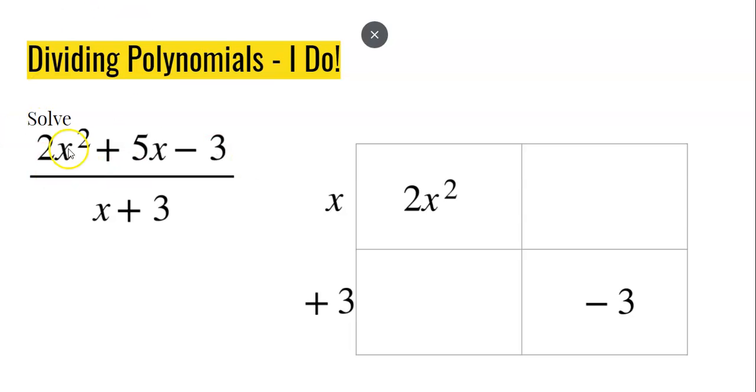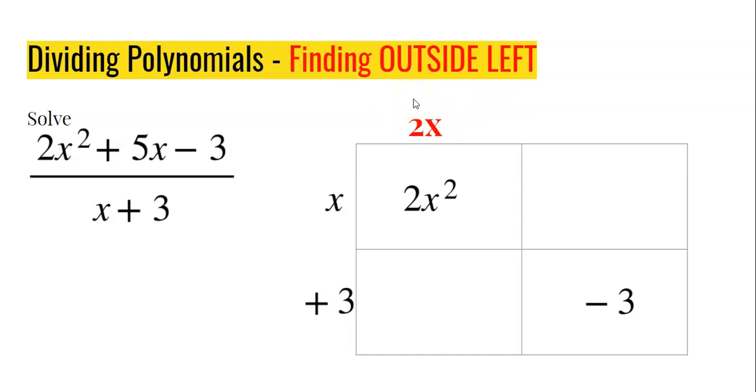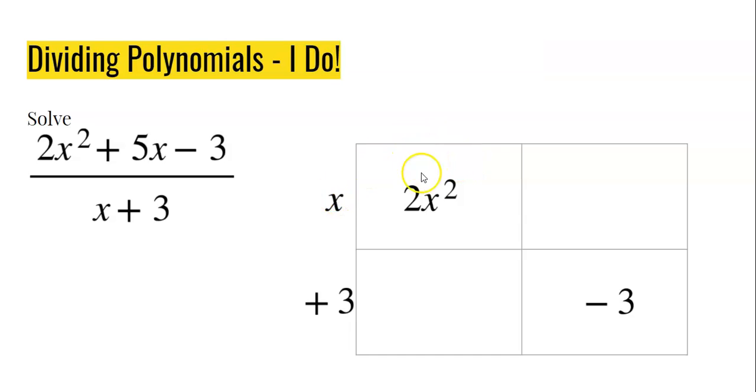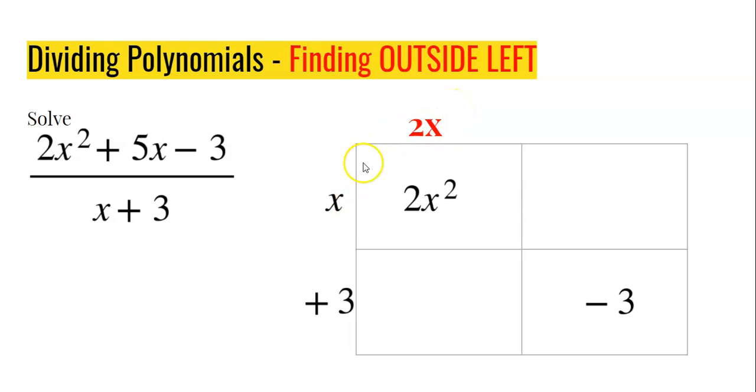This might be a different way you're presented the problem, where it looks like a fraction. As a reminder, a fraction bar doubles as a division bar. So this is still saying end result divided by x plus 3. So you still solve it the same way. We still have to figure out the top part, so we still have to ask ourselves, okay, what do I multiply x by to get 2x squared? Well, I'm missing the 2, so I put the 2 here. And I know x times x gives us x squared. Therefore, 2x times x is going to give you the 2x squared.